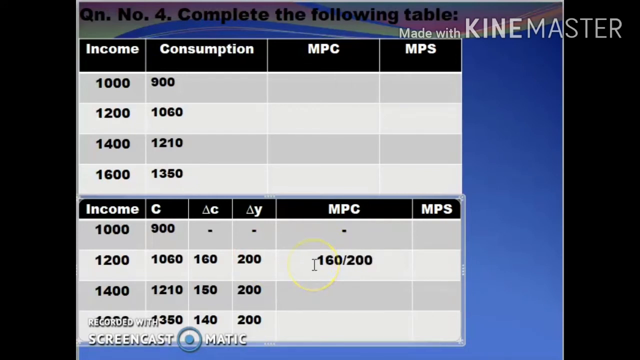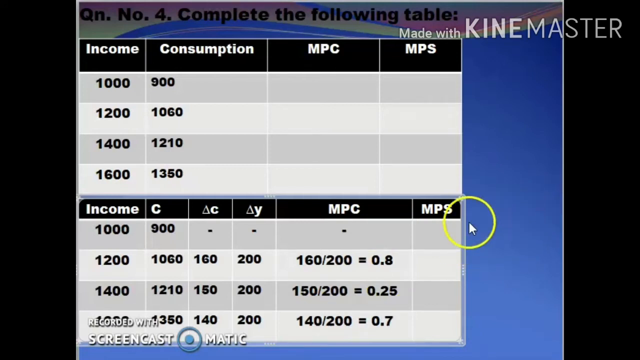How will you find the delta C by delta Y? 160 divided by 200 is equal to 0.8. So next it's 150 divided by 200. So what's the answer? It's equal to 0.25. So next 140 divided by 200. So what's the answer? It's equal to 0.7. So next, MPS.